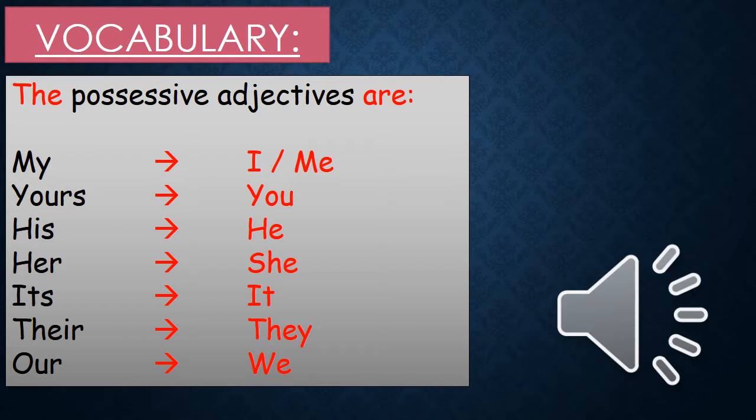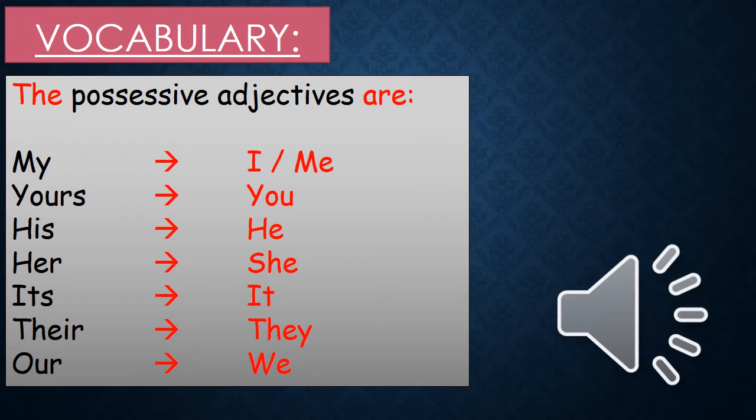So if we look at the words on the page, the possessive adjectives are, the word in black is my, and that we normally use in place of I or me. The word yours will replace you, his will replace he, her will replace she, its will replace it, their will replace they, and our will replace we.